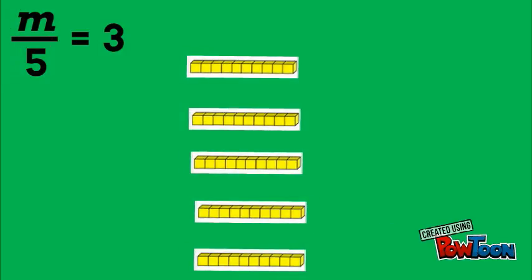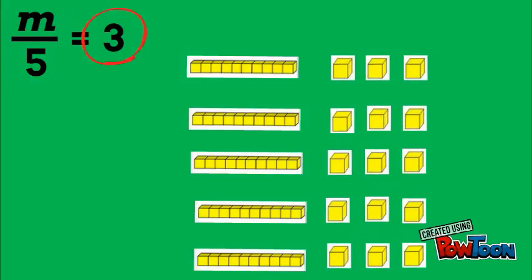Alright, let's do another example using our model, but then we're also going to show the math operations behind it. Alright, here we have m divided by 5 equals 3. Remember, our variable on top means we don't know our total, and it's split into 5 groups. So I'm going to use 5 rods to represent those 5 groups, and then each group is going to be 3.